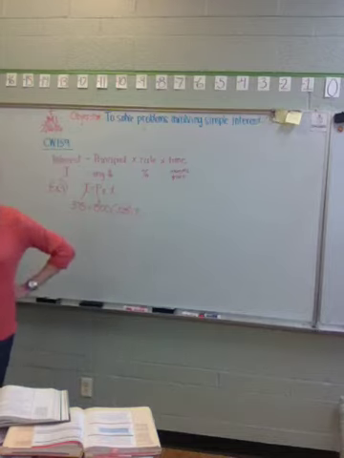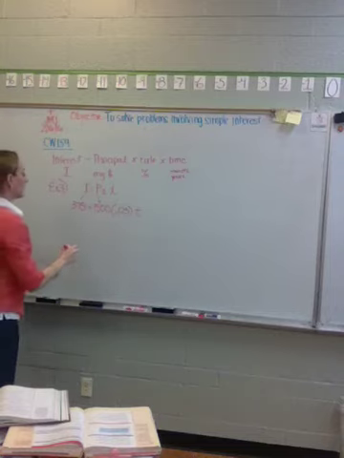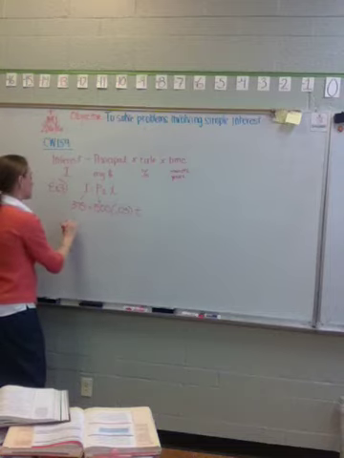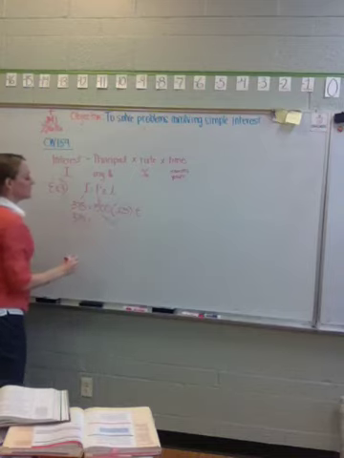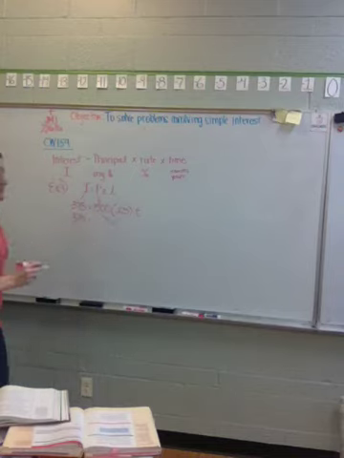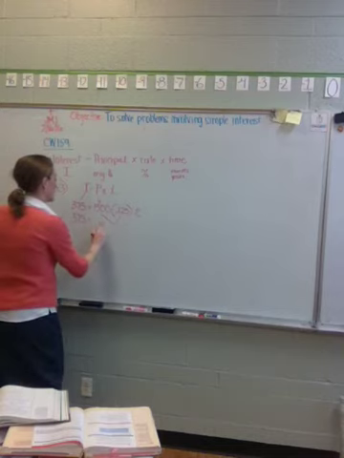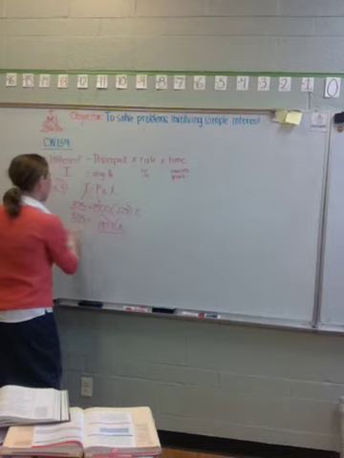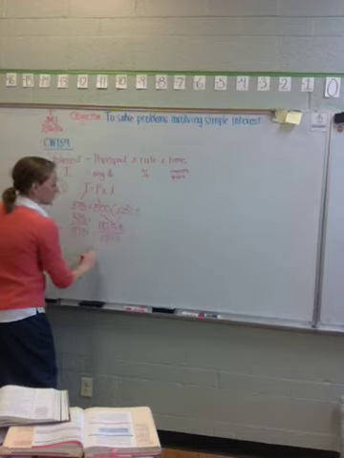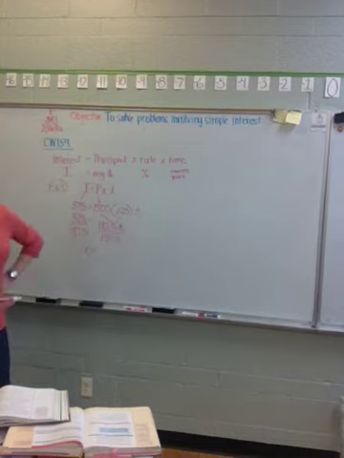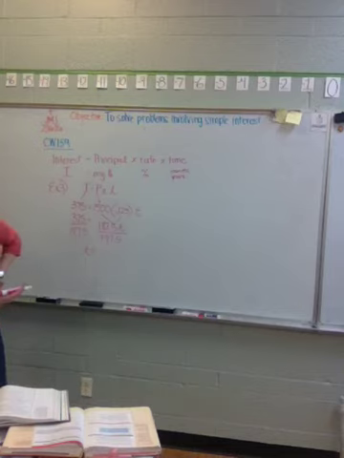Does that make sense? So we are going to just balance the equation. Go ahead and balance this equation. 1,500 times 0.125 is 187.5 t. Divide both sides by 187.5. And you get t is equal to what? What'd you get?